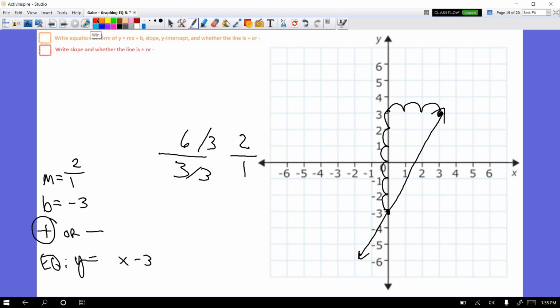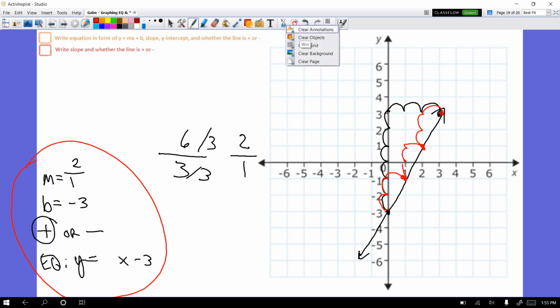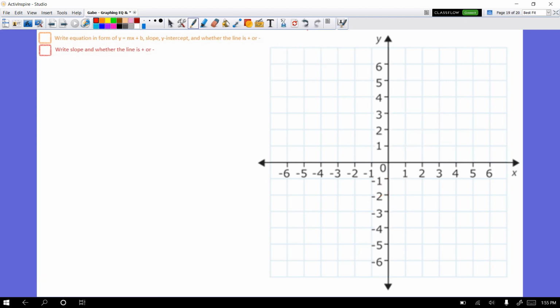Let's check it. I just want to make sure. Up 1, 2 over 1, check. Up 2 over 1, check. Up 2 over 1, check. All right, perfect. This is a problem that does not have a color code on it, okay? This is a problem that works out for everything with what we know so far. So what about an orange one? Write the equation in the form of y equals mx plus b, slope, y-intercept, and whether the line is positive or negative. Okay, so that almost seems like it's including everything.